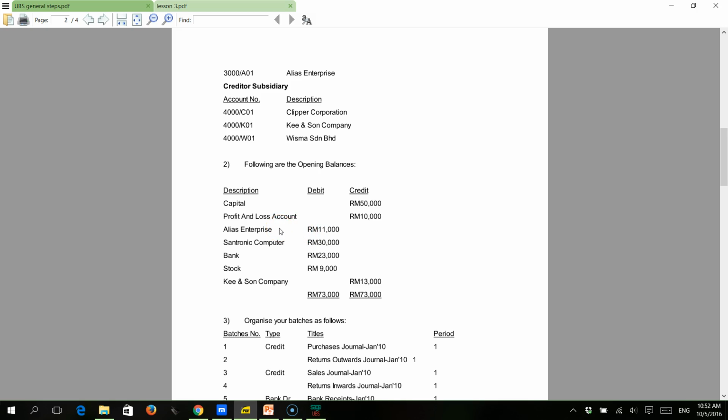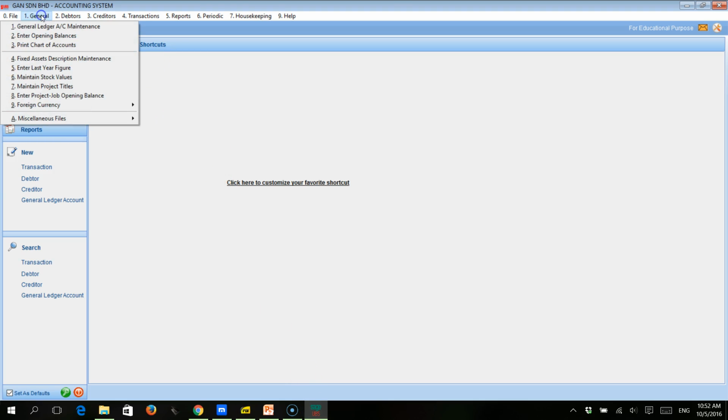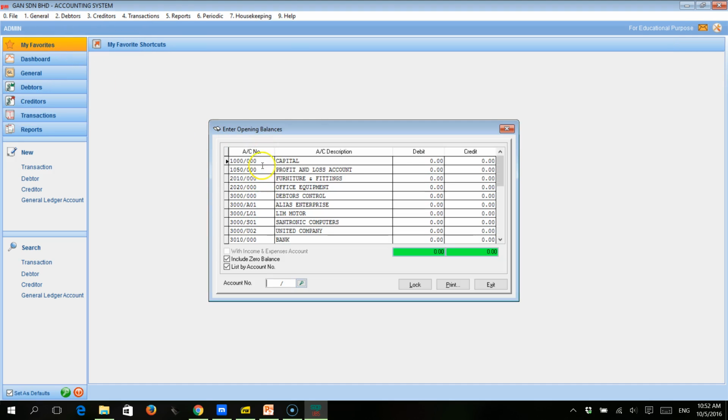Okay, so to enter the opening balances, we need to go back to our software and click General and click Enter Opening Balances. Now it lists all of the accounts that we have created through the creation of chart of accounts, as well as the debtors and creditors subsidiary accounts. So we can easily enter our balances here.